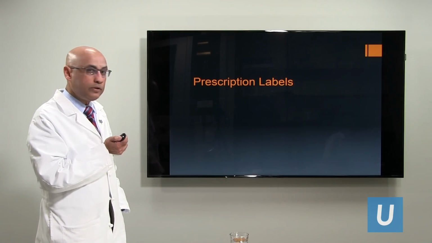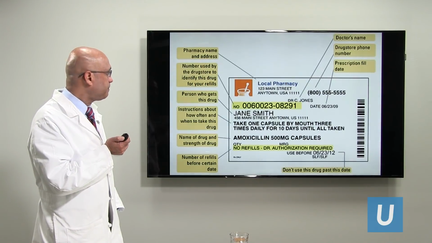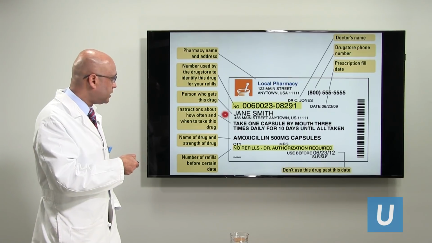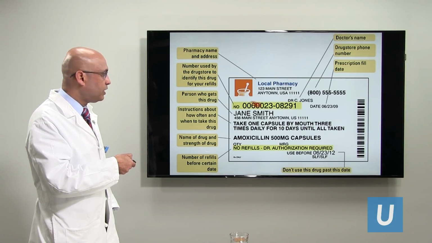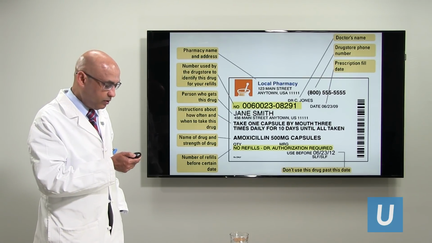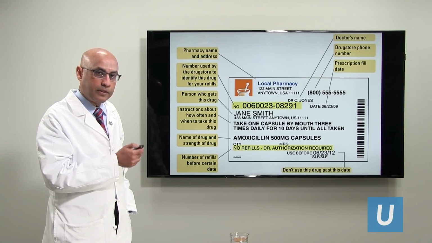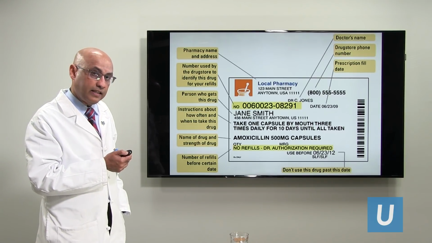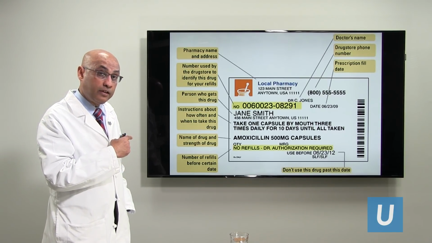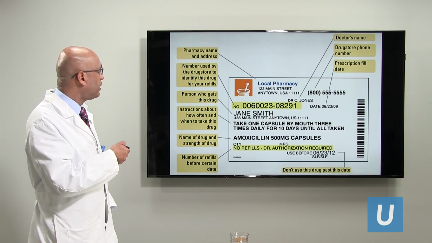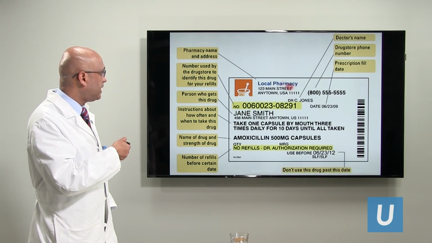Now, prescription labels. So let's go over this, to how to read a prescription. So first and foremost is your name. Just make sure that it's the right person, because if it's not the right person, then you need to really call the pharmacy or the physician's office to make sure that this either name was entered in error or it was somebody else's prescription.